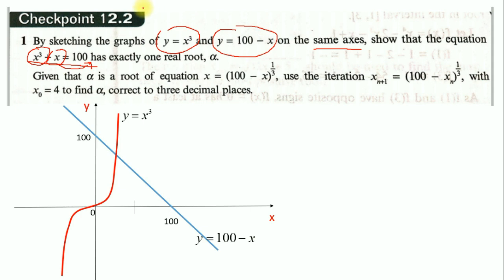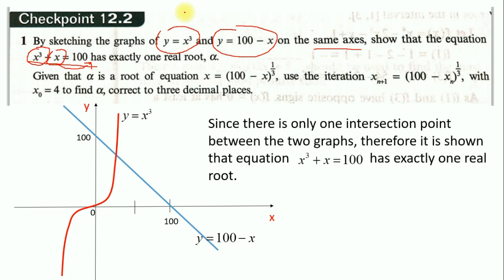Now as you can see in the graph, there's only 1 point of intersection, which means there is only one real root. So you make a statement. Since there is only one intersection point between the two graphs, therefore it is shown that the equation x power 3 plus x equals 100 has exactly one real root.